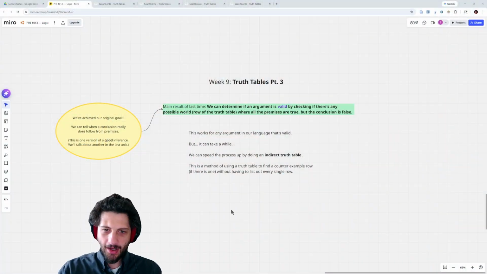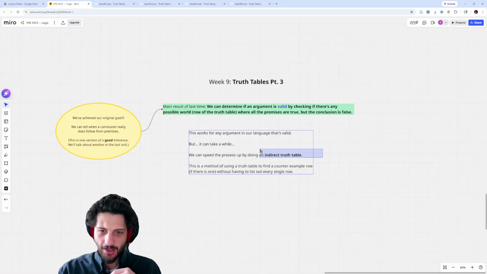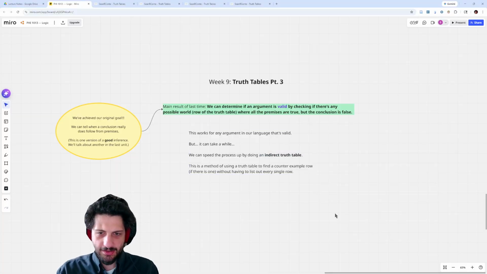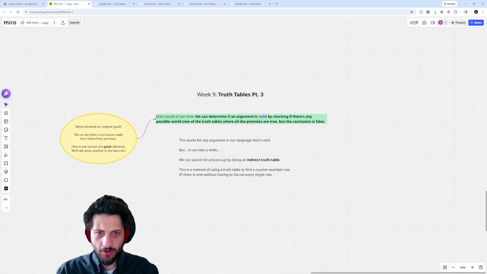Everybody, we're going to go ahead and jump in with our final topic of truth tables, and that is specifically these indirect truth tables.